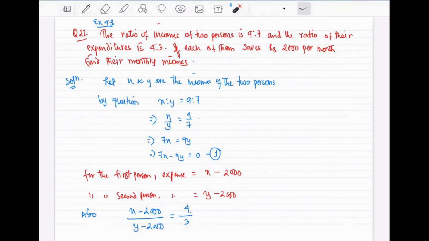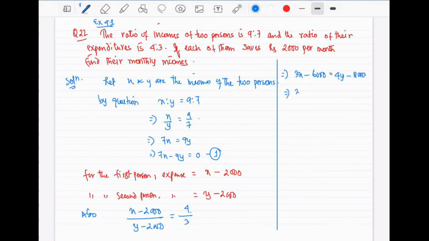Let's continue on the right hand side. That's just a simple small equation. Cross multiplication, right? 3 will multiply with this part, 4 will multiply with this part. So what do we get? 3 multiplied with x will be 3x. 3 multiplied with 2000 will be 6000. 4 multiplied with y, 4y. 4 multiplied with 2000, 8000.